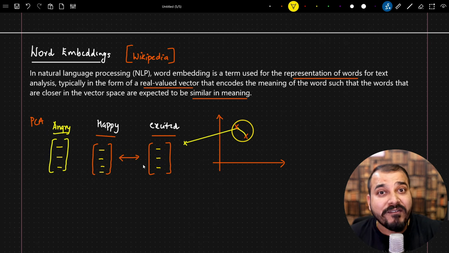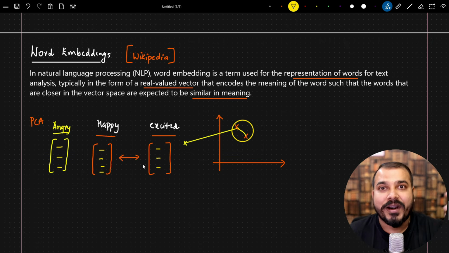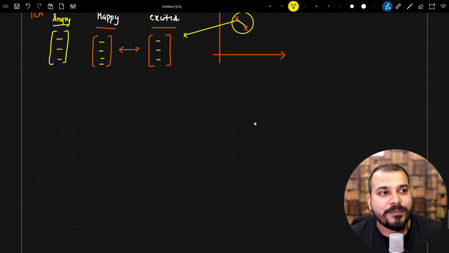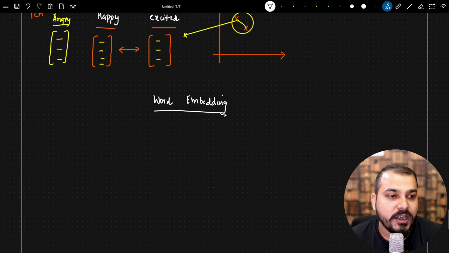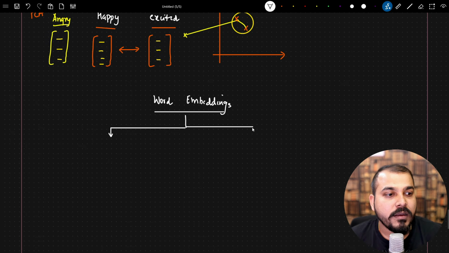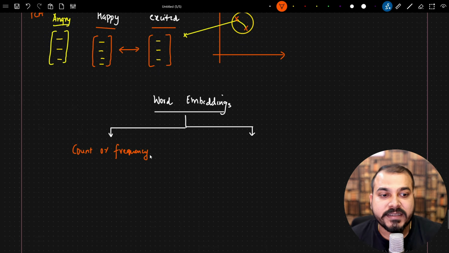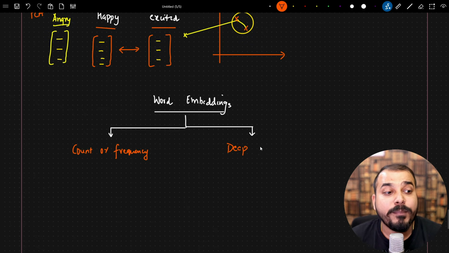But the techniques we have learned till now, one-hot encoding, bag of words, TF-IDF, all these techniques are a part of word embeddings. So if I clearly show you the division, let me go ahead and write it. Word embedding techniques are specifically of two types. This is my first type and this is my second type. The first type is based on count or frequency. And the second type is based on deep learning trained models.